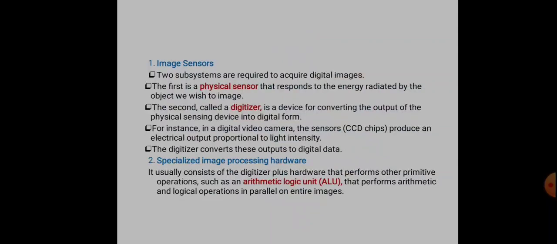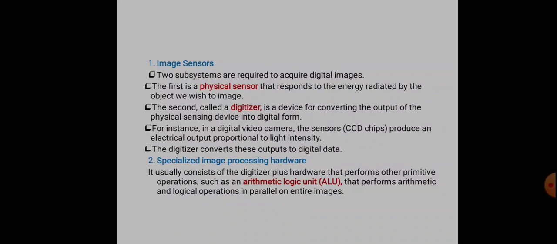First one is image sensors. We already know that sensors convert one form of energy into electrical energy, correct? Two subsystems are required to acquire digital images. Image sensors require two subsystems to acquire the digital images, because if you want to display the images, they must be in digital form.